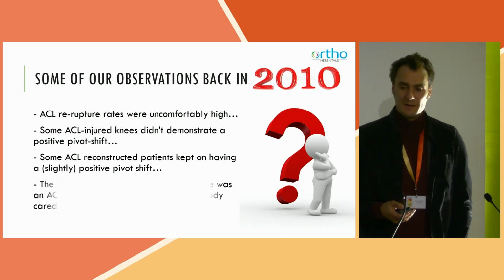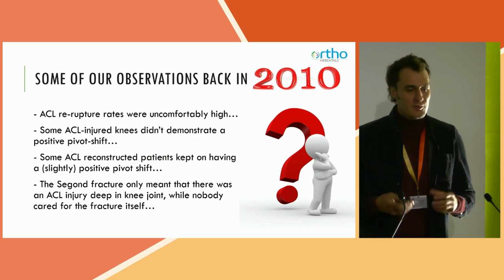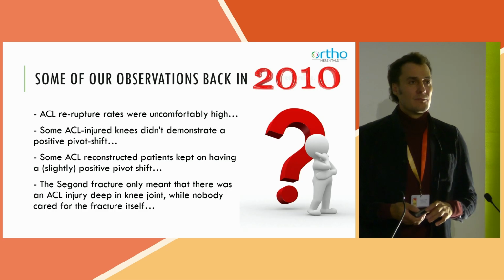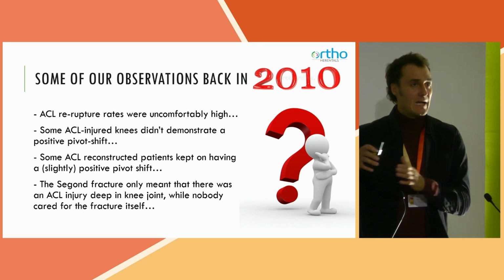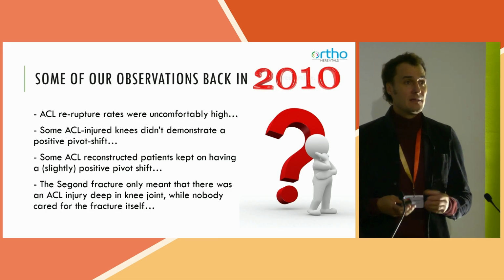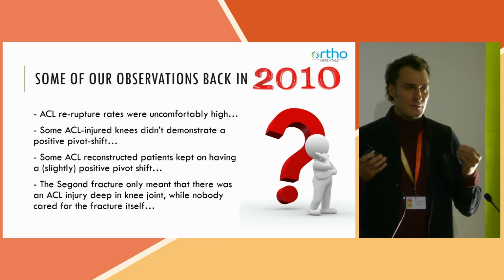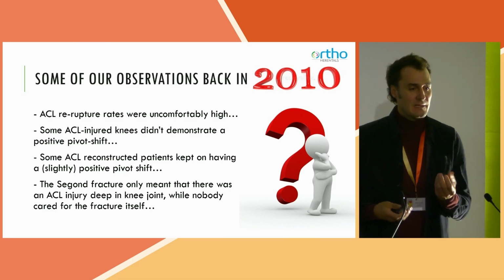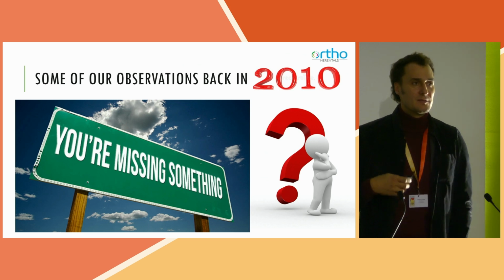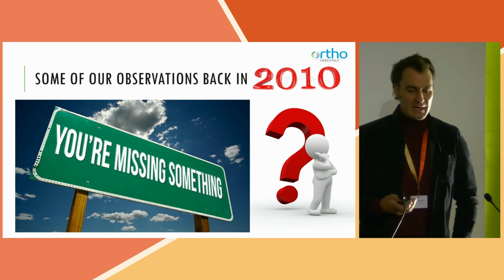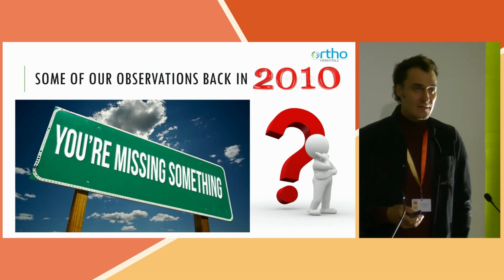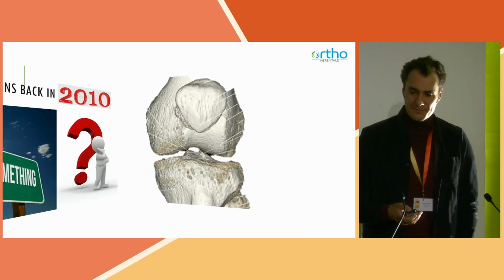Some of the reconstructed patients kept on showing a positive pivot shift, which we demonstrated in another study in a gait lab. And also the Segond fracture, which has always triggered me personally, was considered a fracture outside the joint, but a predictive sign for an ACL injury inside the joint without any clear direct link, in my opinion. So all these things together made us think that we might be missing something in these patients ruining their ACL in these kinds of injuries.